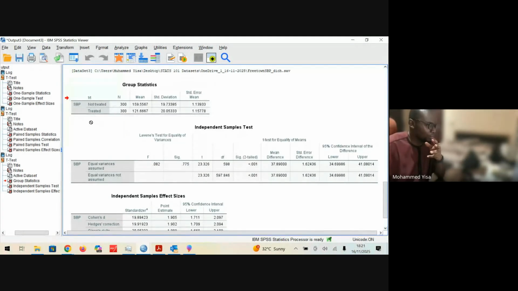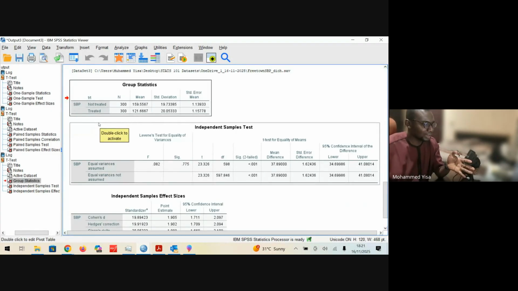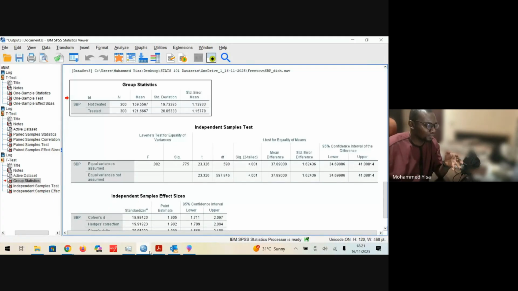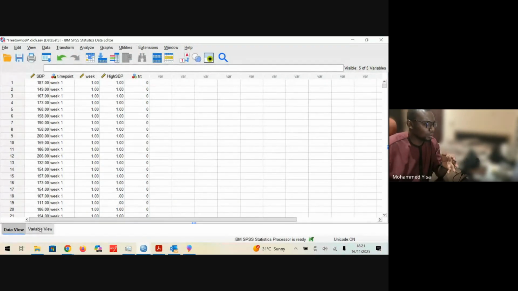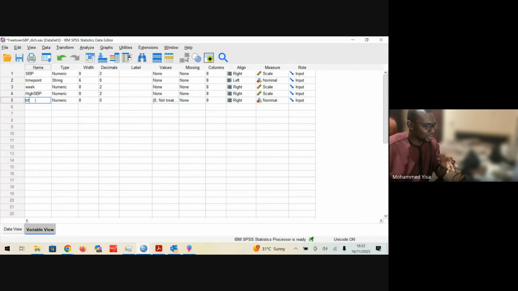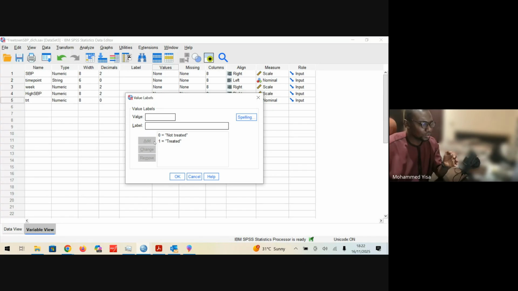All those changes I was making on the back end are something that should have been demonstrated during the intro to your first SPSS lab. On the variable view, this treatment variable, instead of just leaving it like that, I assigned values. So wherever SPSS sees 0 for only this variable, it will write not treated. Wherever it sees 1, it will write treated.